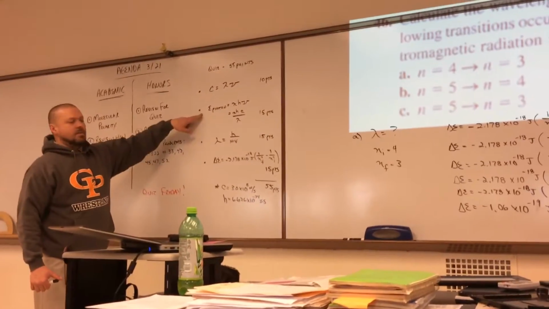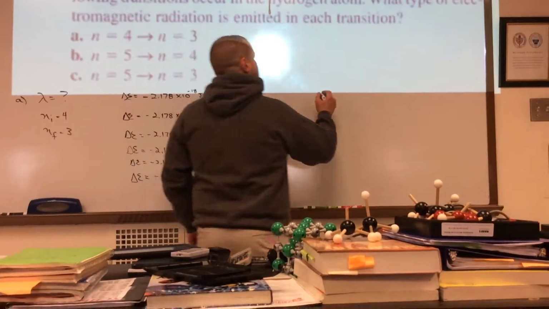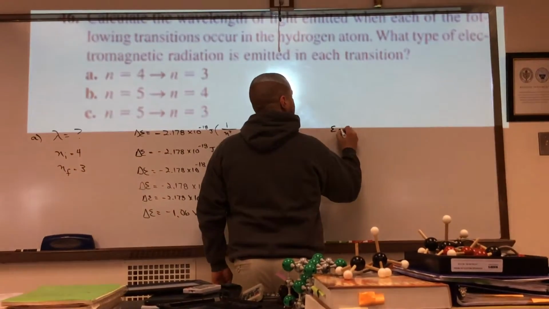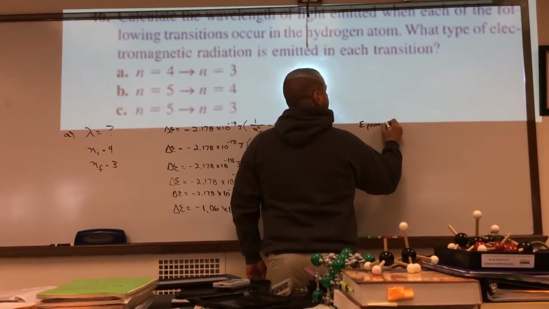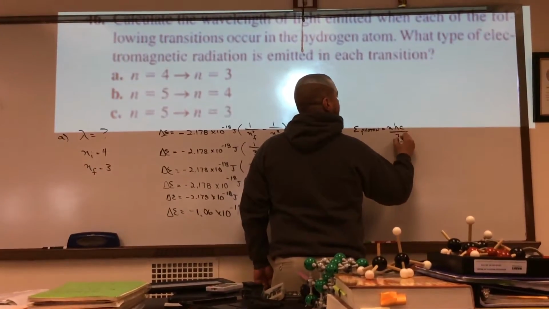Now we got to go back and get what the wavelength is. So E of a photon. And I want the one with wavelength, so it's going to be the one that's hc over lambda.